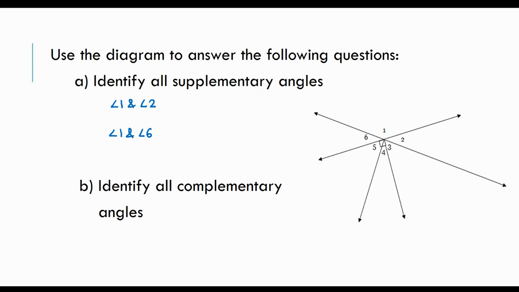Now, if I want to identify all complementary angles, remember, complementary angles are 2 angles that form 90 degrees or a right angle. Well, notice that in this diagram, I see this box, and that box indicates a 90-degree angle. Notice that angle 5 and angle 4 are inside of that. So angle 5 and angle 4 are definitely complementary angles.